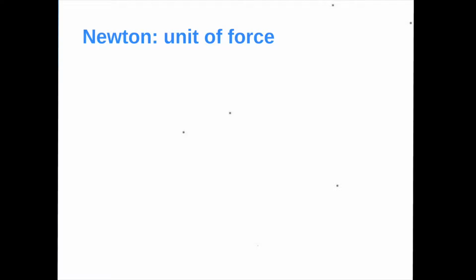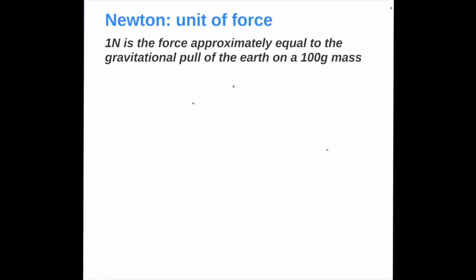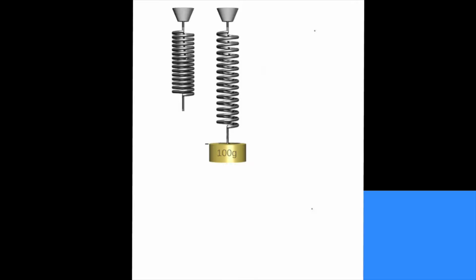1 Newton is technically defined as the net force needed to accelerate a 1 kilogram mass 1 meter per second every second that the force is applied. But we'll get into that definition later. For now, it's simply good enough to know that 1 Newton is the force approximately equal to the gravitational pull, or weight, of the Earth near its surface on a 100-gram mass. So if we hang a 100-gram mass from a spring, that's 1 Newton of force pulling on it.